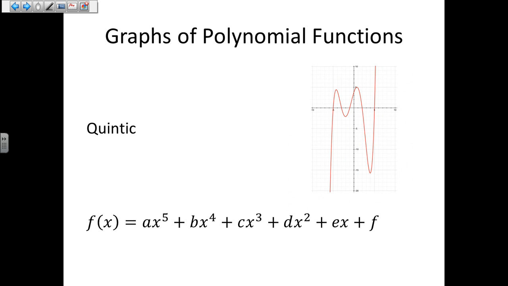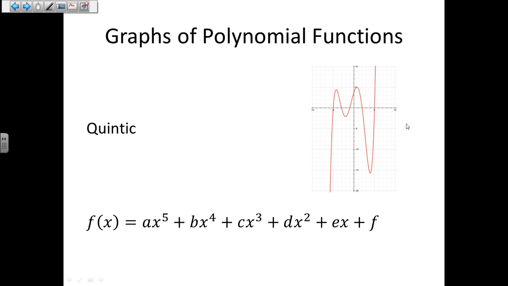Here's a quintic graph, that is a polynomial with the power of 5. A lot of turning points in this graph. We'll talk about what turning points are later, but it's probably pretty obvious that this is a turning point where the graph turns from decreasing, that is going down, to increasing.